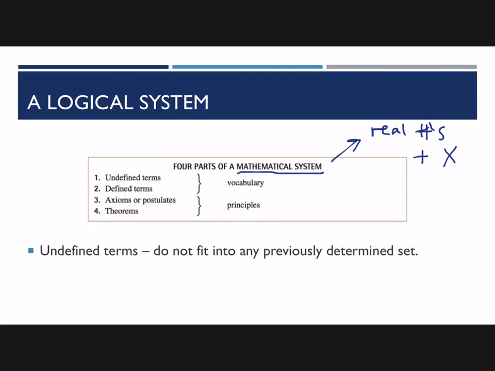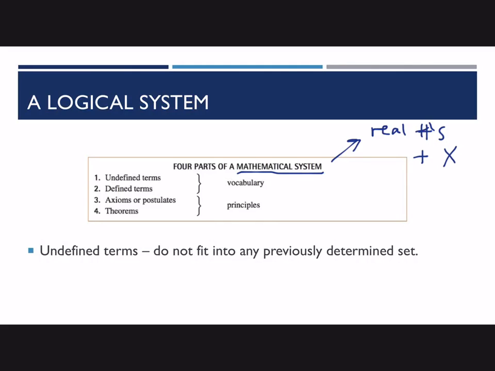Those are phrases or words, whereas axioms or postulates and theorems are more statements about the definitions and the terms that were used in undefined and defined terms. Okay, so undefined terms are things that we intuitively have an idea of what they mean, but we haven't locked down a formal definition or way of describing those things.